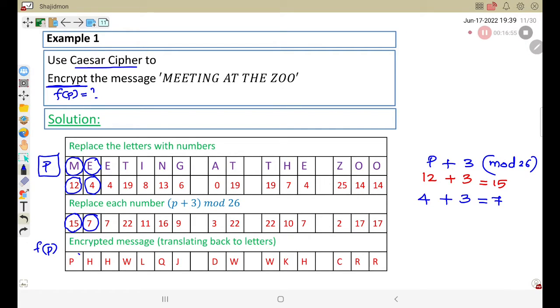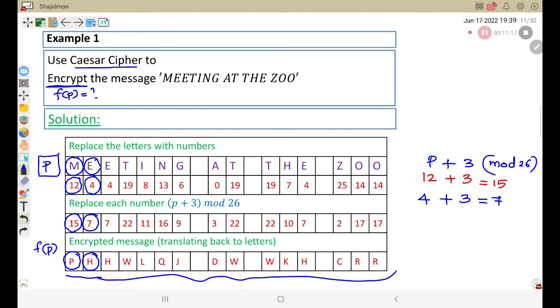Now 15 means what letter? P. 7 means what letter? H. So like that we can convert all the letters: P, H, H, W, L, Q, J, D, W, W, K, H, C, R, R. This is the encoded message or cipher text. From the plain text meeting at the zoo, we have converted it into the cipher text.